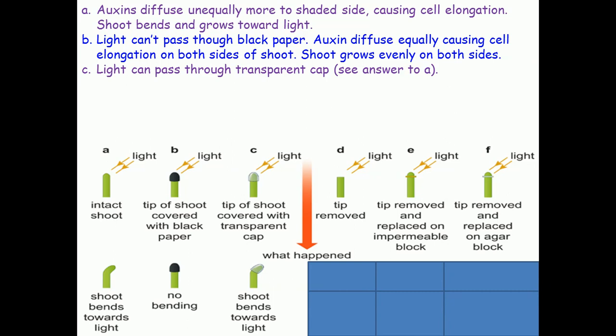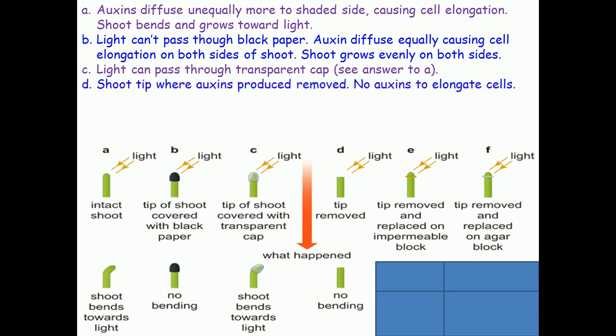In experiment D, the tip is removed. Now we know that the tip contains auxin, so if you remove the tip, there is no auxin to diffuse down towards the shoot. So that means there's no response, so there's no bending. In this example, the shoot tip where auxins are produced is removed. Therefore, there's no auxin to elongate the cells, and that means the shoot doesn't grow. And that is proof that the auxin is produced in the tip.